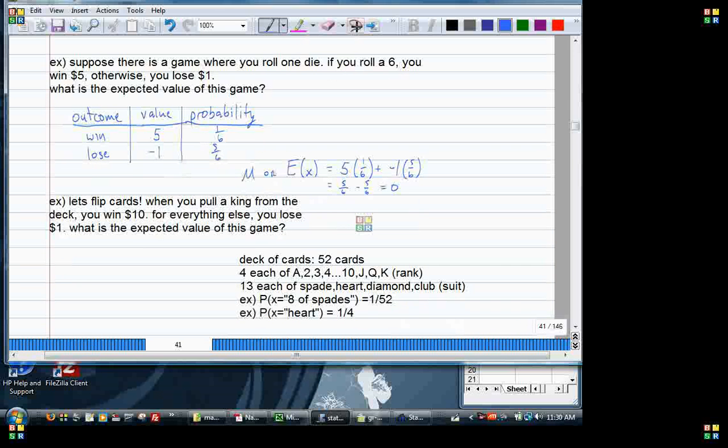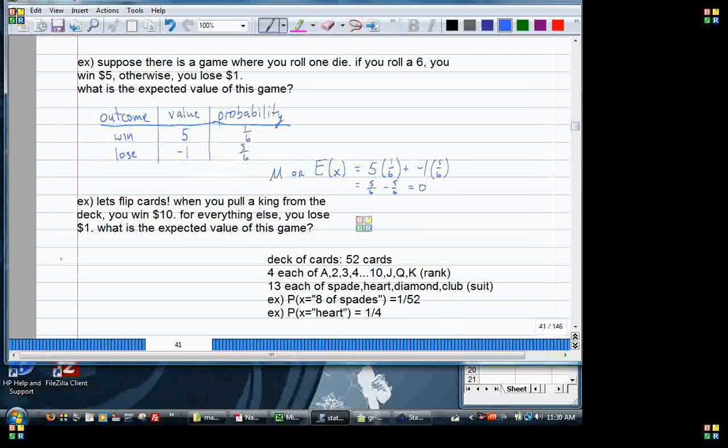All right. So let's figure out what's going on in this game. So what's the first thing we should write down? Outcome. So what are the outcomes? Win or lose. Value of winning is 10. Value of losing is -1. And what are the probabilities? And let me just say, I'll usually write down just prob for probability.